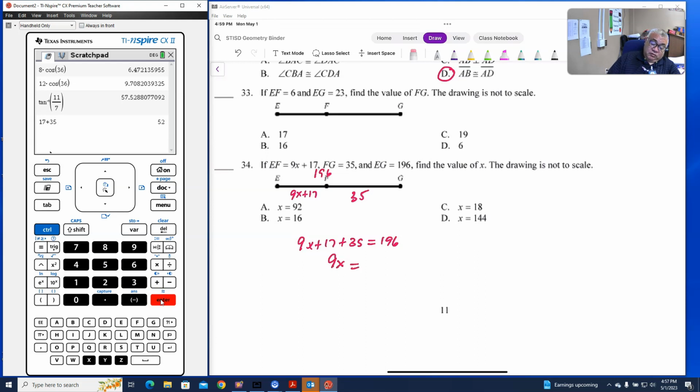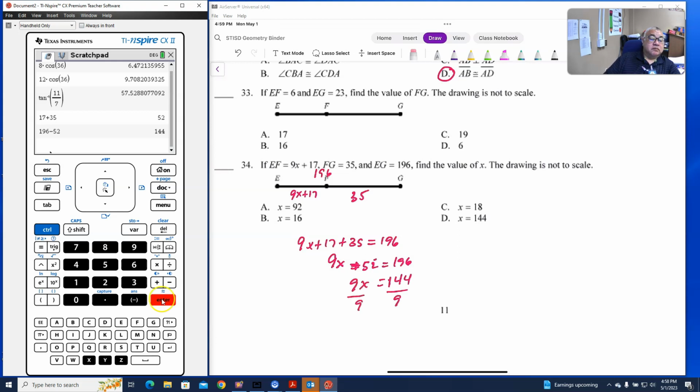So you have 9x plus 52 equals 196. We would go ahead and subtract 52 from 196, which gives you 144. And then we would divide by 9. So x is equal to 16, and that's what we're looking for. It says find the value of x. So your answer is B.